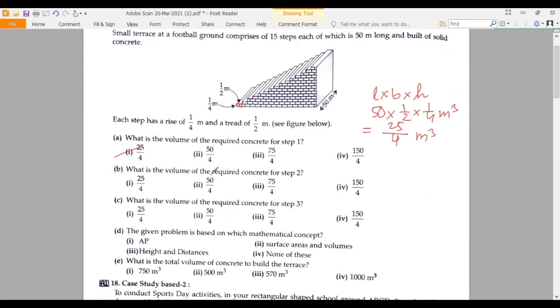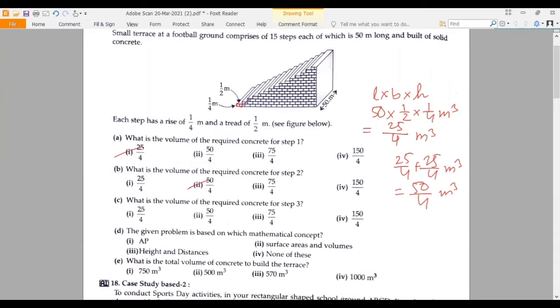Second: what is the volume of required concrete for step 2? For each step you see 25 by 4 meter cube. Again the same thing, the same step, so you need 25 by 4 meter cube more volume. So 25 by 4 plus 25 by 4 meter cube equals 50 by 4 meter cube is the answer here.